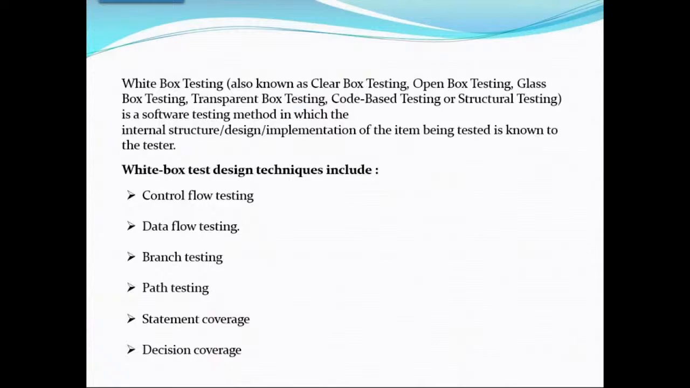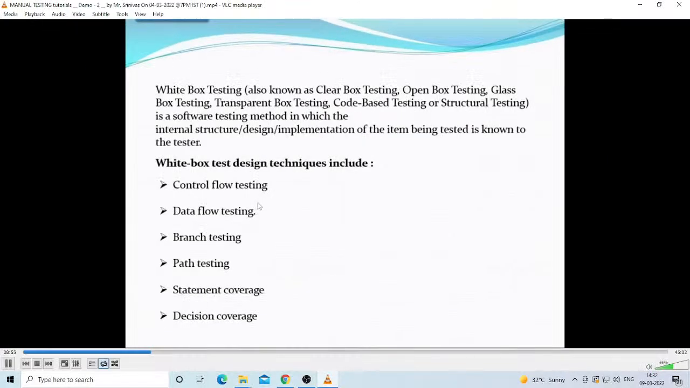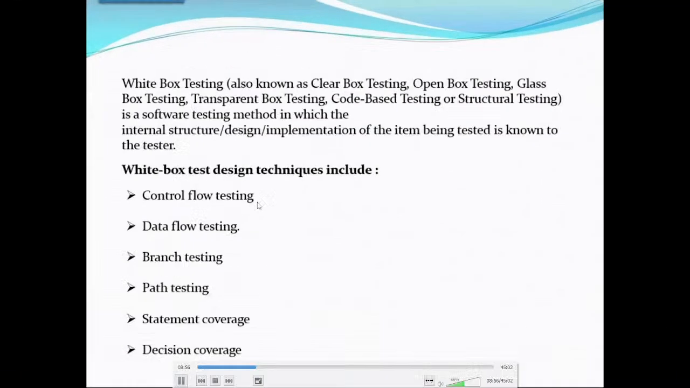Okay, so white box testing is also called by many names. Sometimes we call it clear box, or sometimes open box, or sometimes transparent box. All these belong to white box testing only. Clear box means I'm able to see the code. Open box means I'm able to see the code. Glass box means I'm able to see the code. Transparent box means I'm able to see the code. And also code based testing, structural testing, or internal testing.